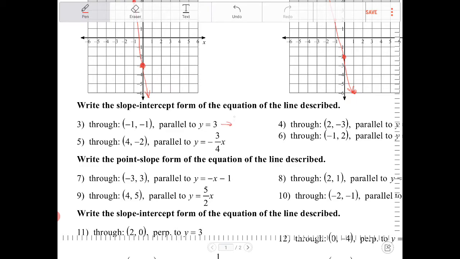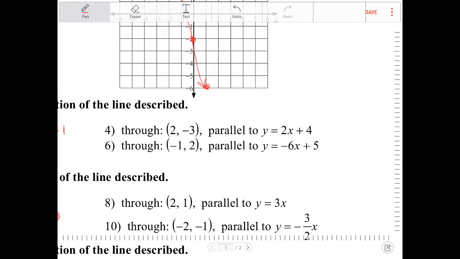Notice right now, y equals 3 is y equals 0x plus 3. The slope is 0. So the equation of a line that will be parallel to y equals 3 will simply be y equals negative 1. This negative 1, not the x-coordinate. Okay? When you're writing the equation of a horizontal line, it is simply the y-coordinate of the point that the line passes through. That is it.